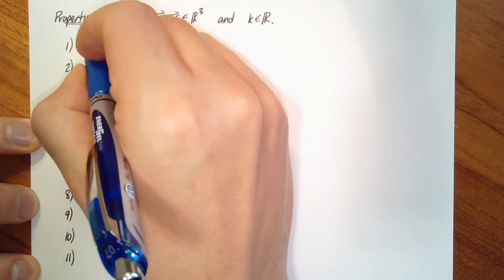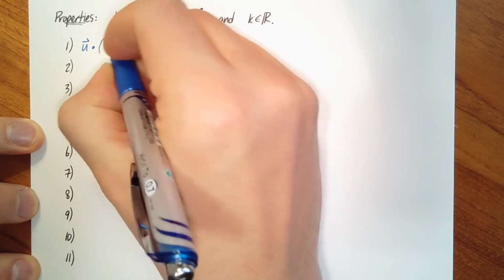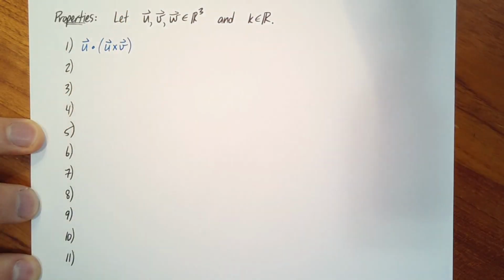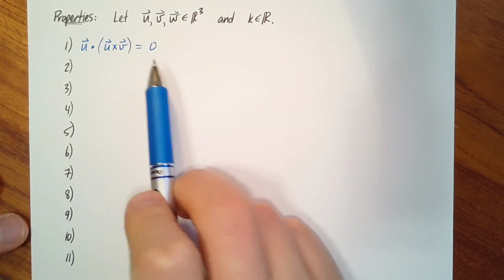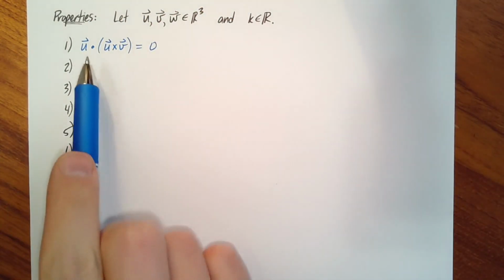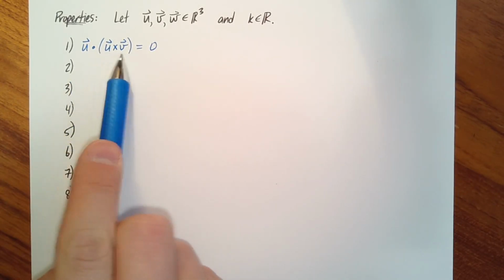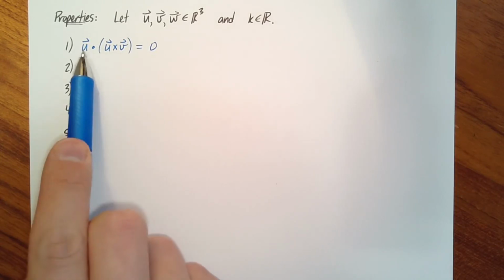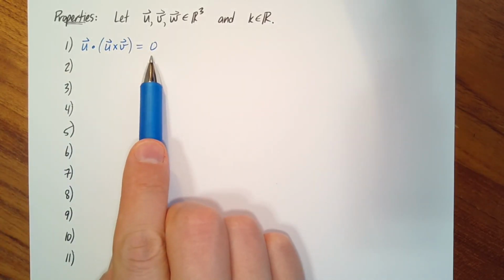So the first one says that the dot product of u with u cross v is equal to 0. And when I write 0 here, I don't mean the 0 vector, right? Because this is actually a dot product. It's a dot product of u with this vector here, whatever it ends up being. Dot products always give you back numbers, so it makes sense to write 0 here, not the 0 vector. We're talking about the real number 0.